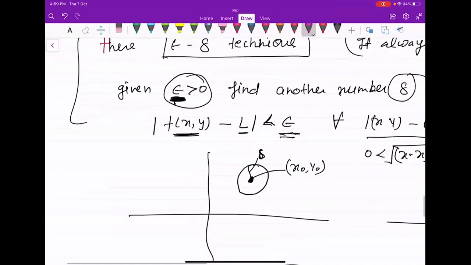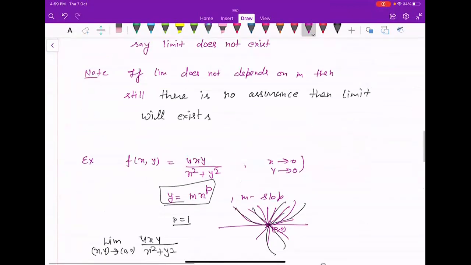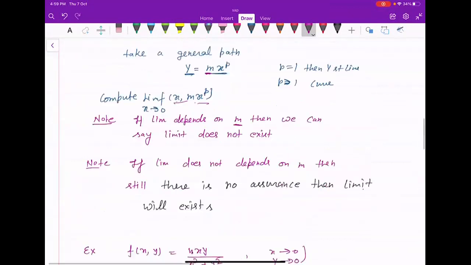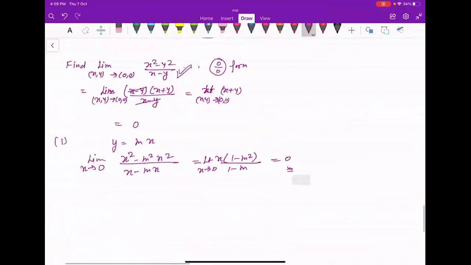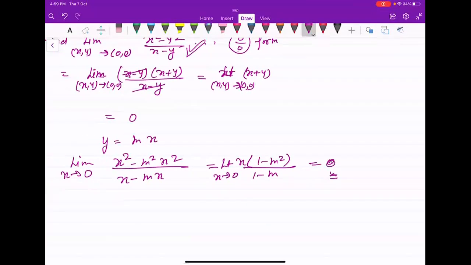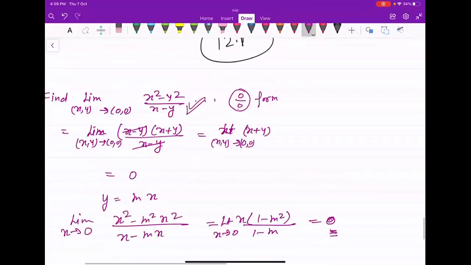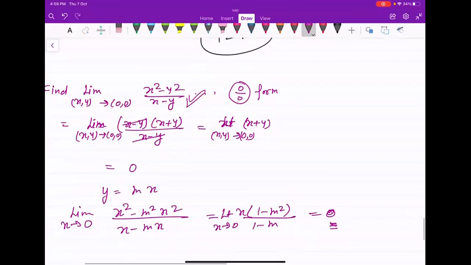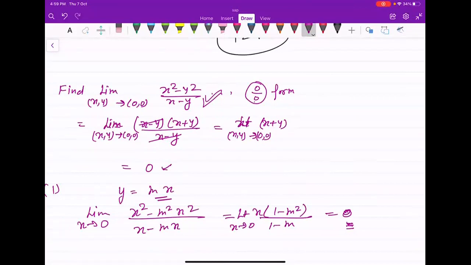I told you here one thing. If the limit does not depend on m, then still there is no assurance that the limit will exist. So when it was not depending on m, you are getting 0, so it is not certain that this is the limit. So what we will do, we will try to simplify it first and then we will compute the value. Okay? So here it does not depend on m. In the previous case, it was depending on m. So we are saying the limit is coming out to be 0, but here we are not saying the limit is 0. Understand?